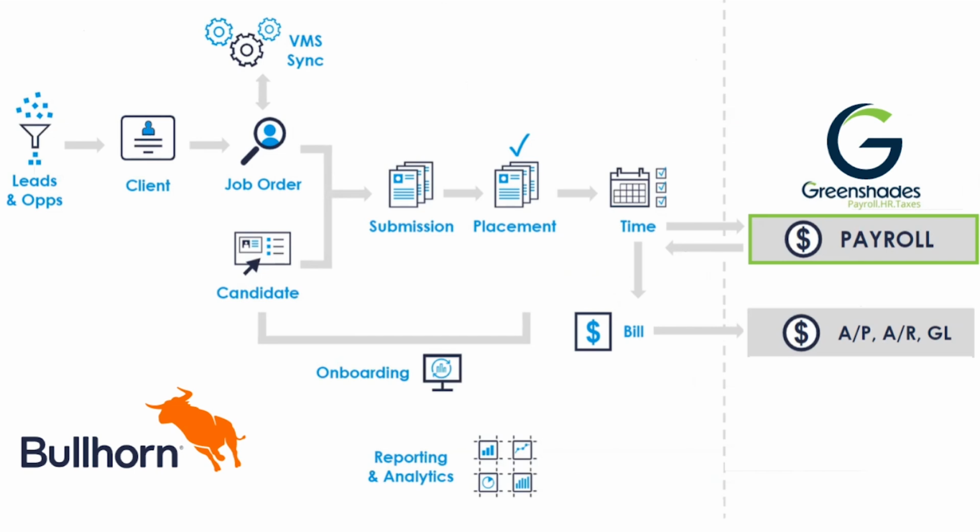After payroll is processed and those workers are getting paid, data is then sent back into Bullhorn One to allow for the full billing and gross margin reporting that, of course, is so important to staffing organizations.